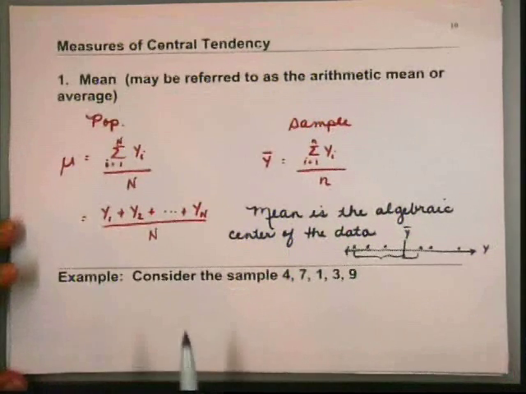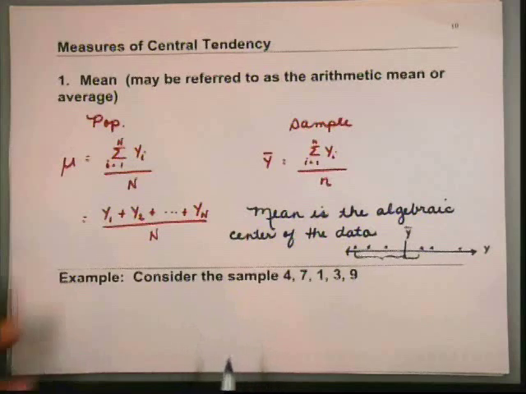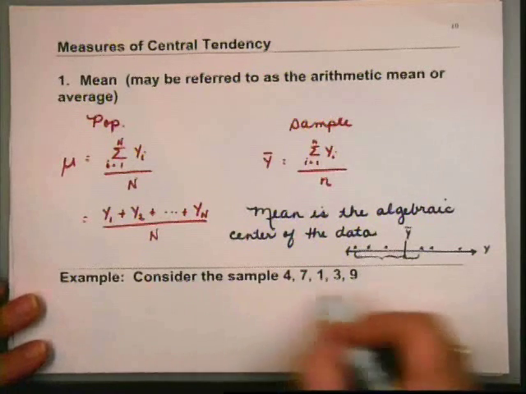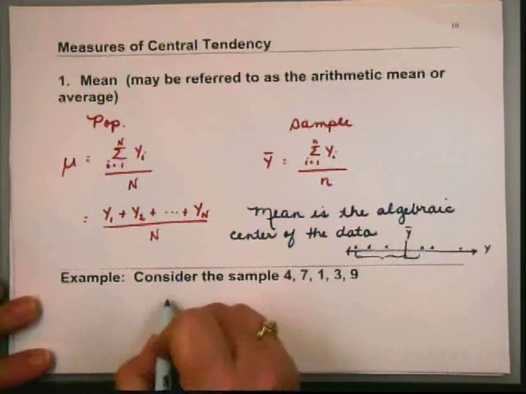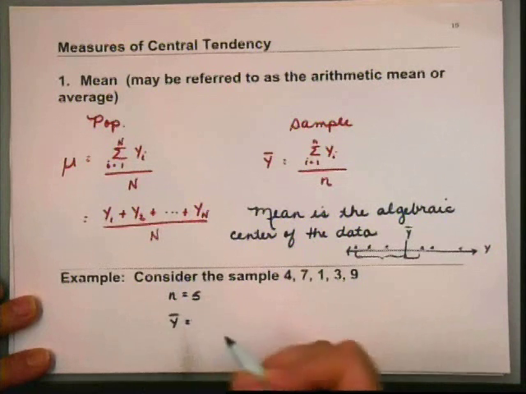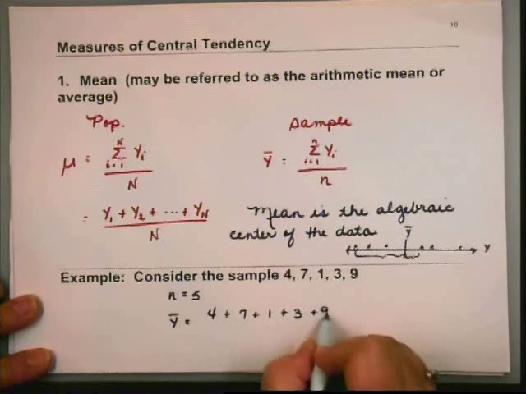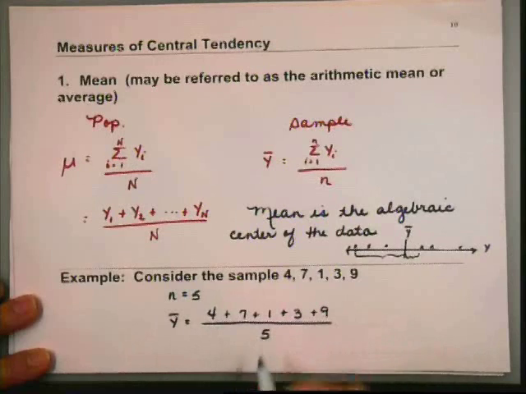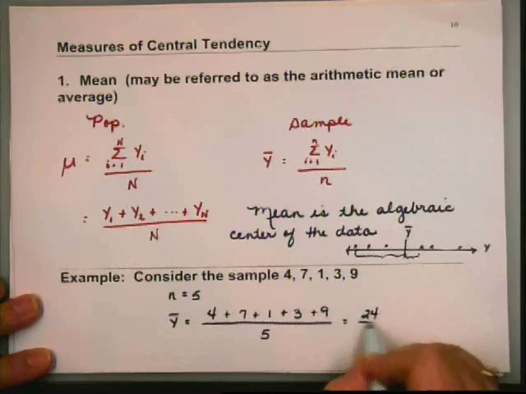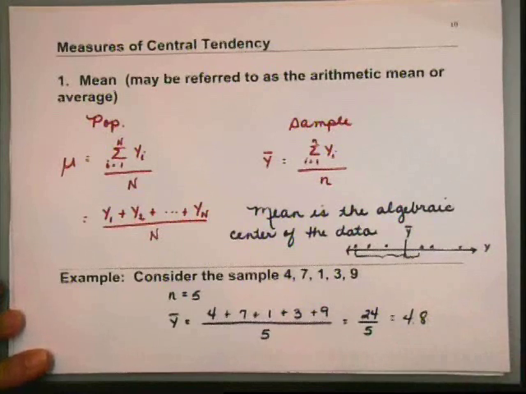Whenever you see something as simple as consider the sample, it's a sample, not a population. So if you're going to compute anything, you're computing y bar. If we consider the sample y equals 4, 7, 1, 3, 9, we have a sample of size 5, and if we compute y bar, the summation just says we're adding up the 5 observations and dividing by the number of observations. So 24 over 5. Our y bar value is 4.8.